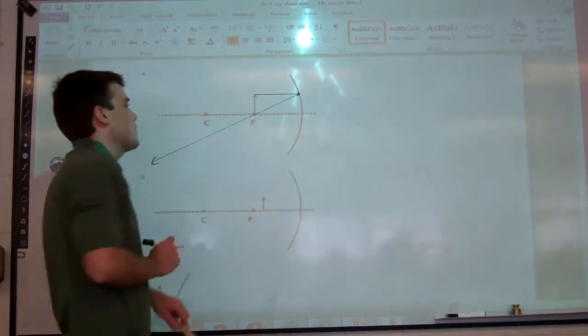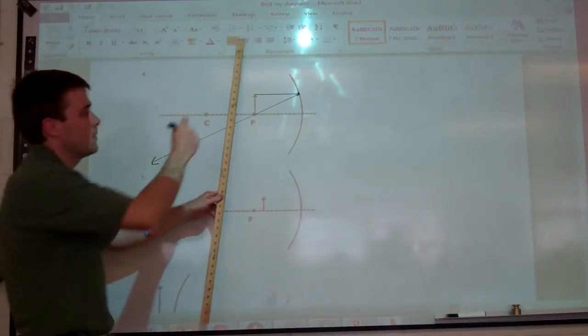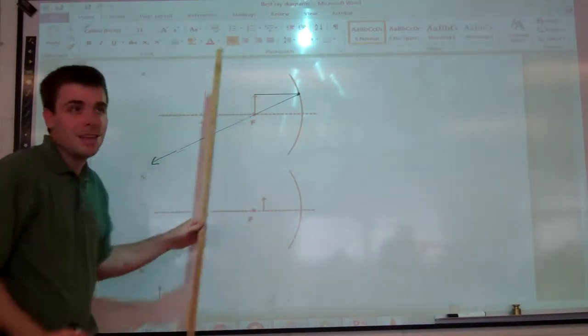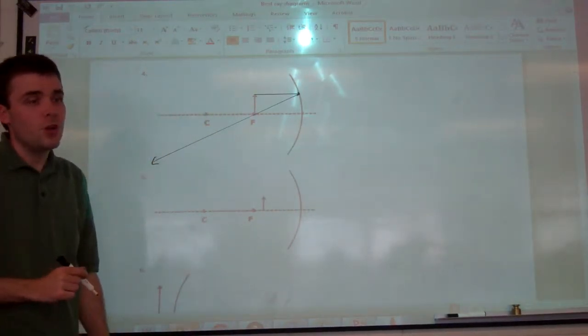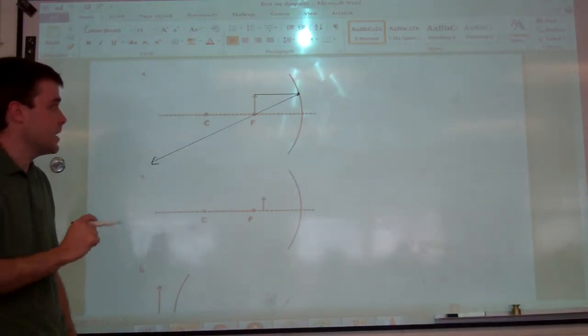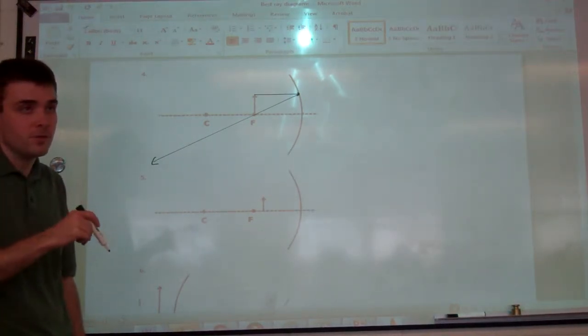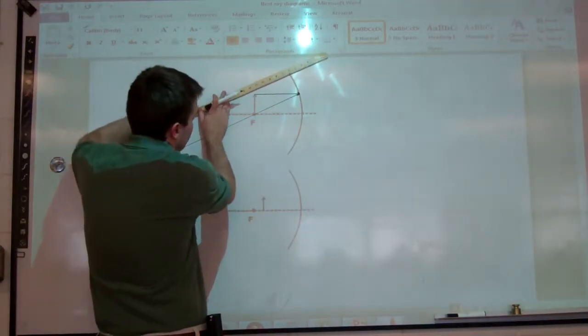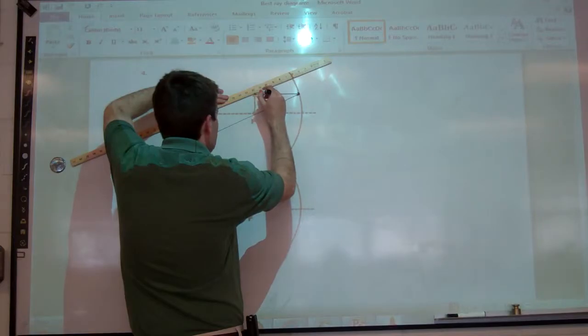Alright. Does anybody remember the other line we can draw? Can we draw one through the focal point and back parallel? No, so it's going to be going straight down. The other line we can always draw, the way I've been drawing, is coming from the center of curvature and back through the center of curvature. So if we line up the center of curvature and the tip of the arrow, it goes like this.